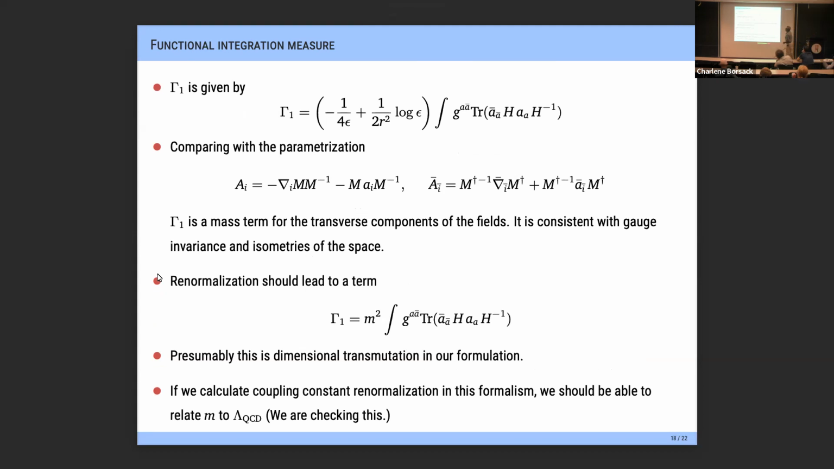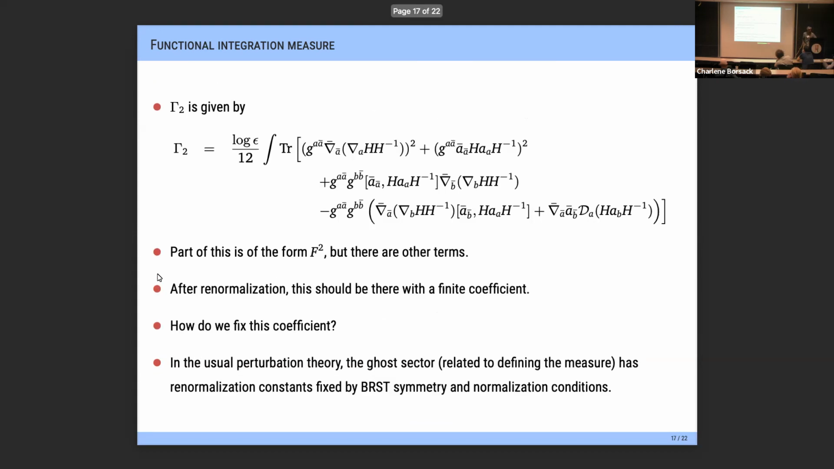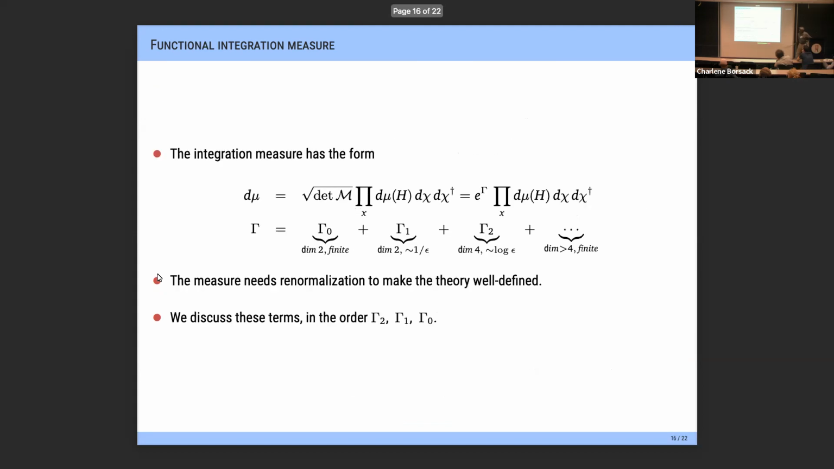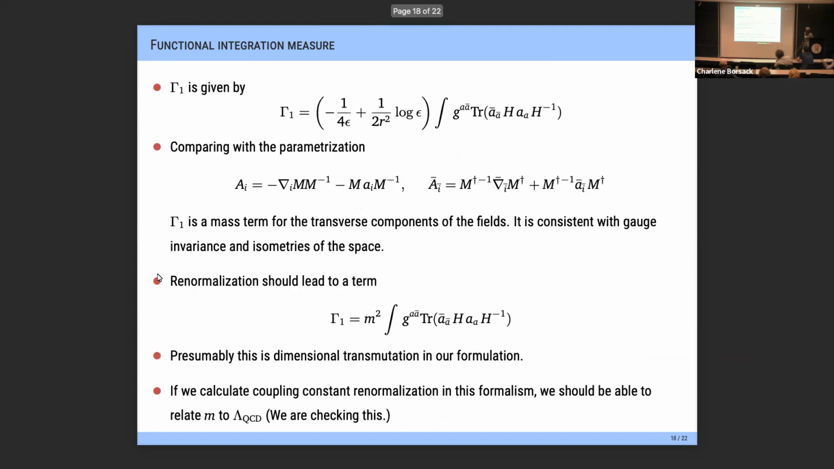Second, and this is an even more puzzling term, I mentioned to you there are several terms here, and now I'm going to look at this quadratically divergent term. And that one has this structure. It's quadratically divergent, as you can see. But what comes here is little a bar, h, little a, h inverse. And let me remind you, little a and little a bar appeared in the parameterization of the fields like so.